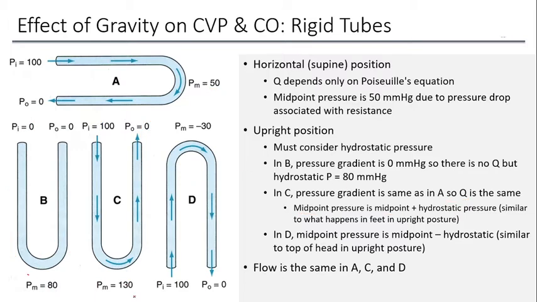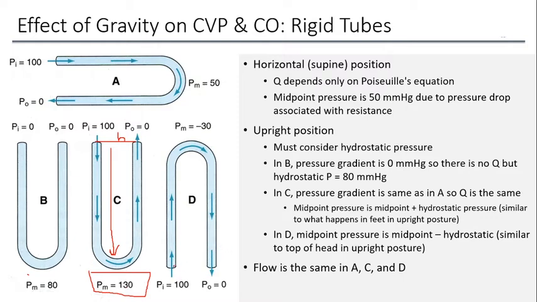So this midpoint pressure that we see in example C is similar to what is going to occur at the feet, right? Because our heart is located at this reference point, and the greater the distance we get away from the heart, the greater the hydrostatic pressure. So on the arterial side at the feet, pressure can get as high as 200 mmHg. And so the greater the distance below this reference point, the greater the hydrostatic pressure, and the greater that midpoint pressure here, right?